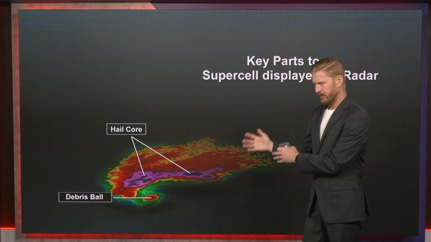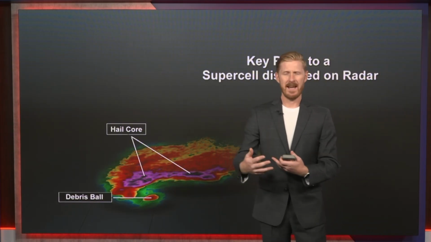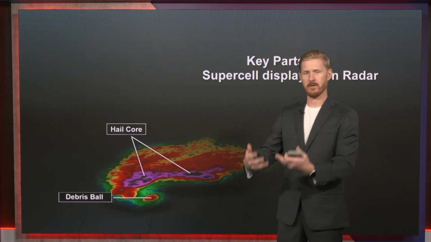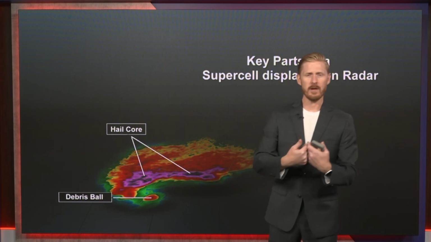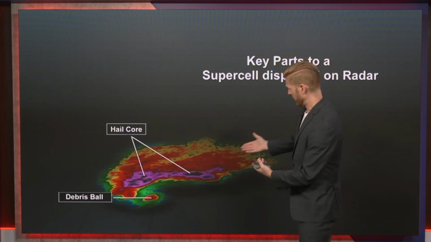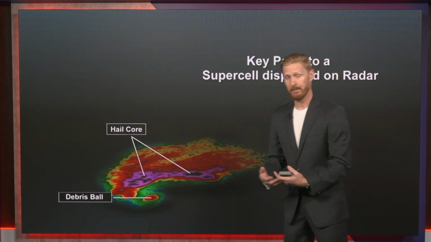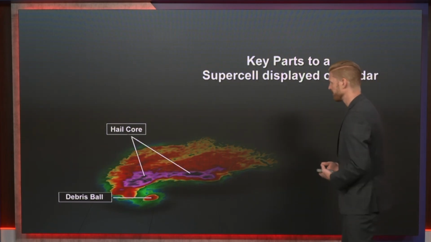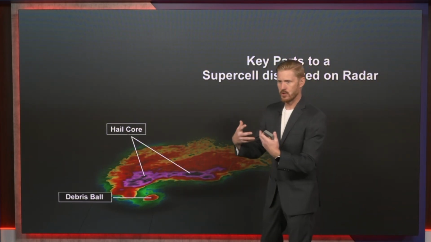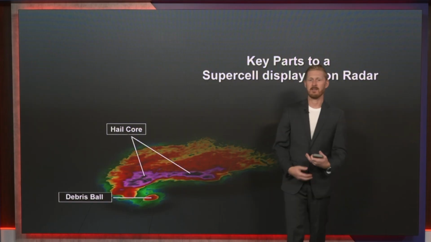But with reflectivity, or what you normally see on the radar, there's ways of indicating what you're seeing with a thunderstorm. And we're going to go through some of those key pieces. So when you look at a radar and reflectivity like this, you'll know what you're looking at or what could possibly be forming. So the key parts to a supercell displayed on radar is when you get the very dark colors, like these purple and blacks, that is a hail core.